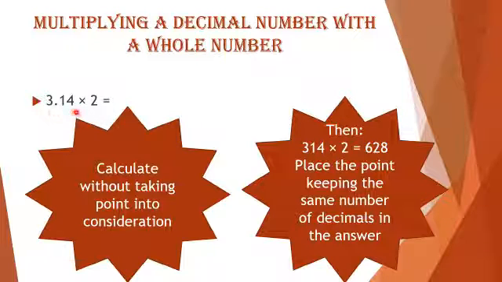I look here at the given. I have 2 digits after the decimal point. That's why, to come to the answer, I count 2 digits from the right and I place the decimal point. The answer is equal to 6.28.